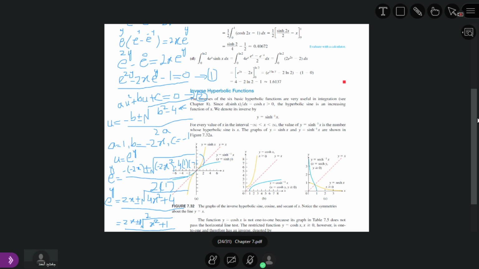We get a is equal to 1, b is equal to minus 2x, c is equal to minus 1, u is equal to e power y. If we have a quadratic equation in terms of u, we get the solution by the quadratic formula. As equation number 1, it is a quadratic equation with respect to e power y. That is why we have the solution e power y is equal to minus b. What is b? Minus 2x.